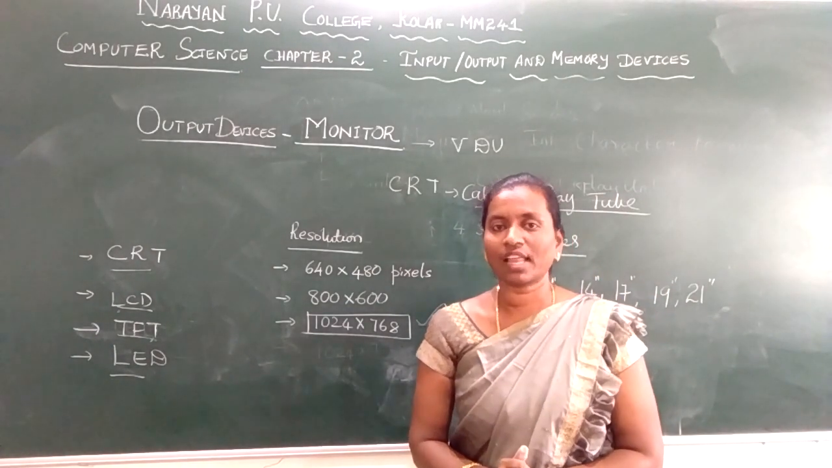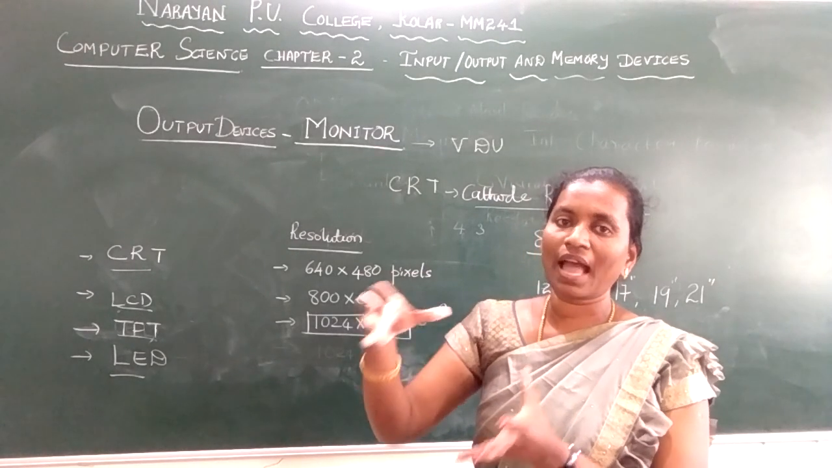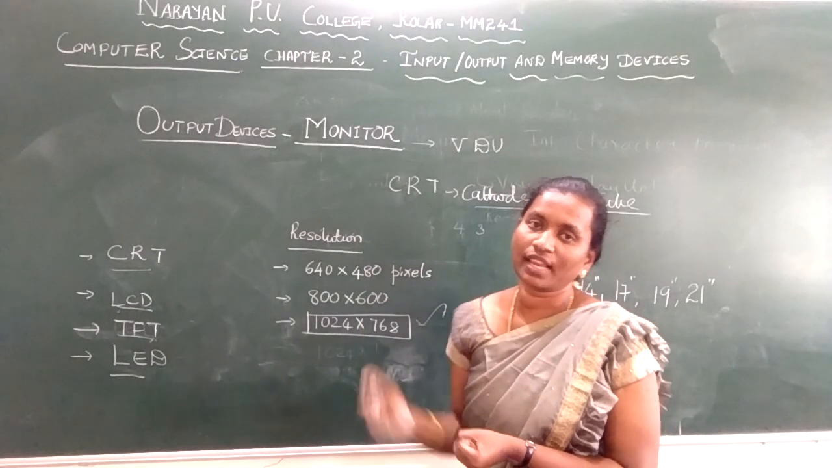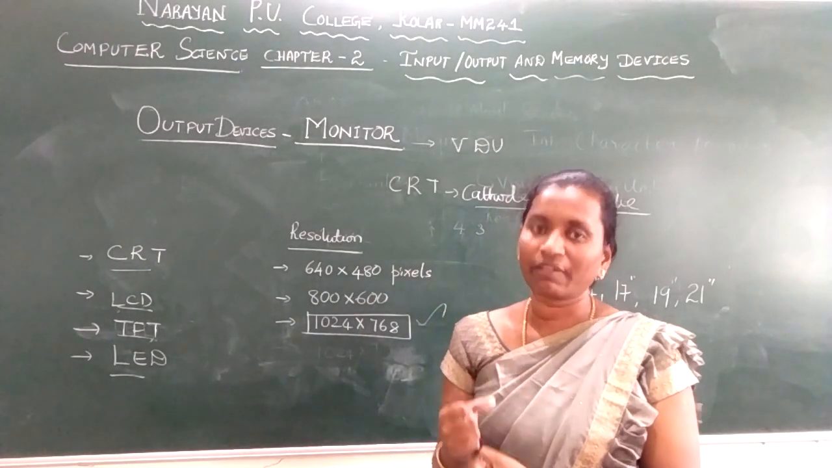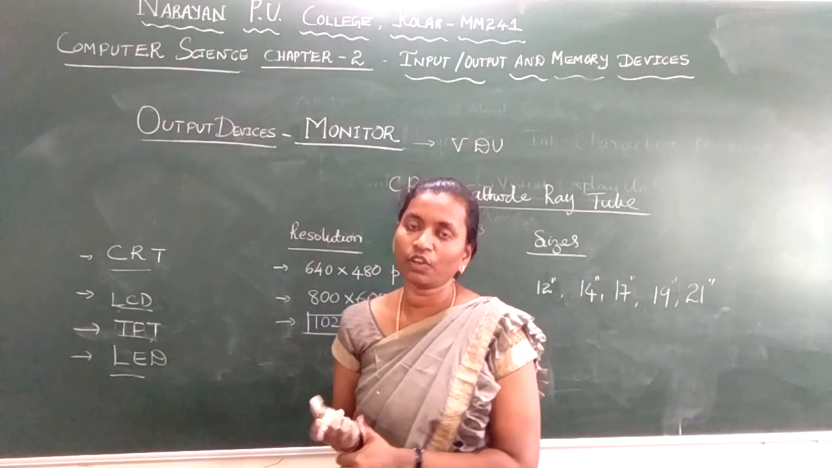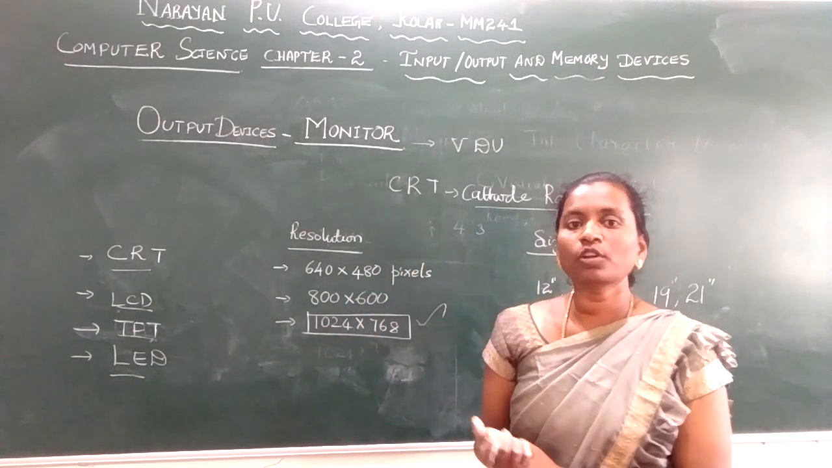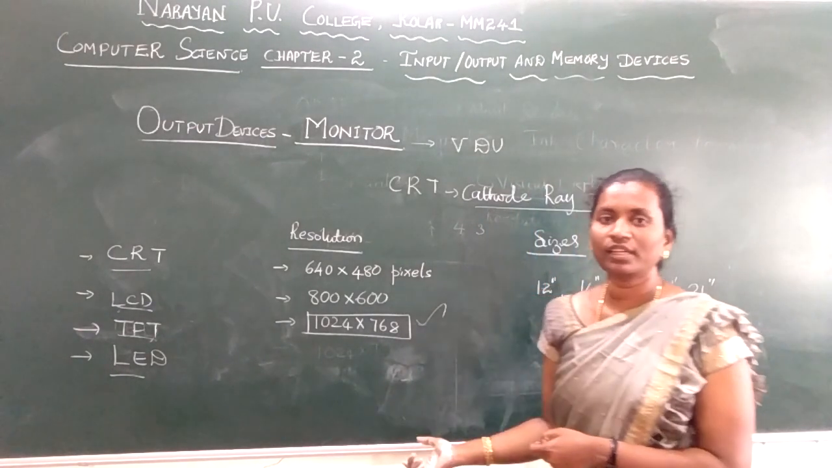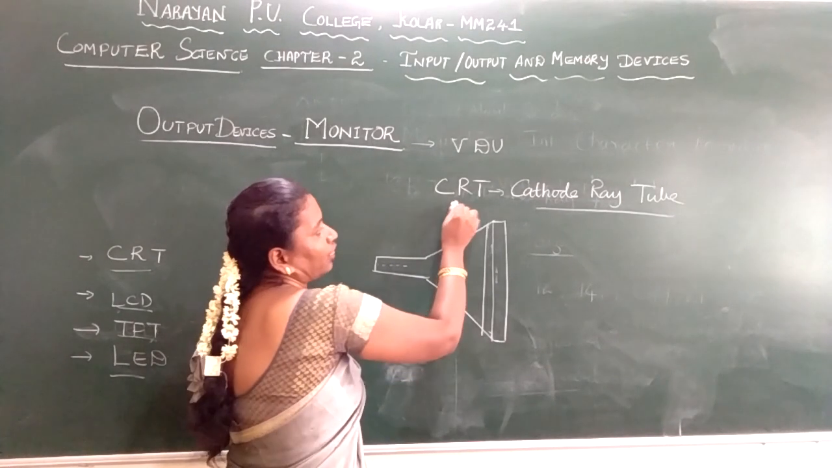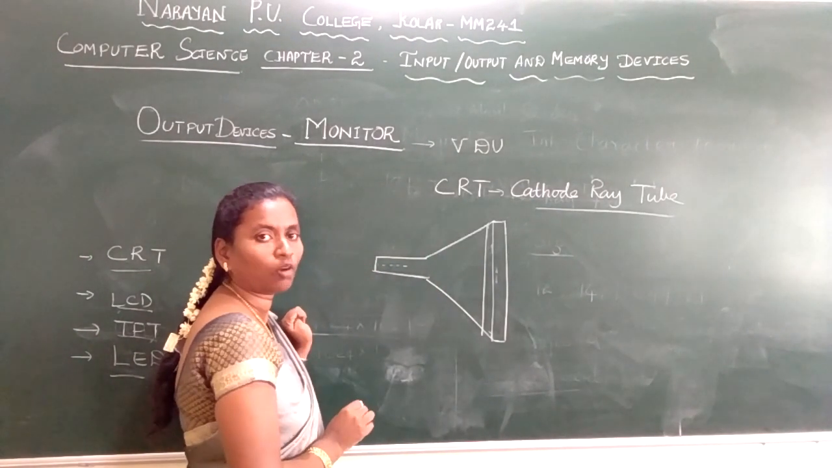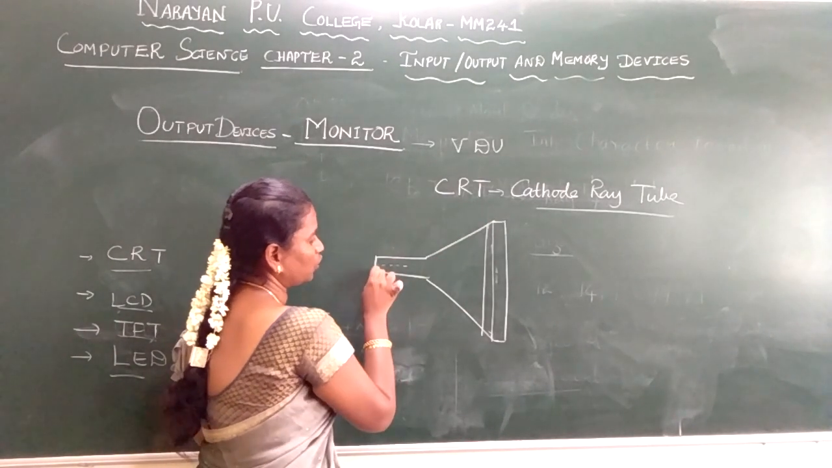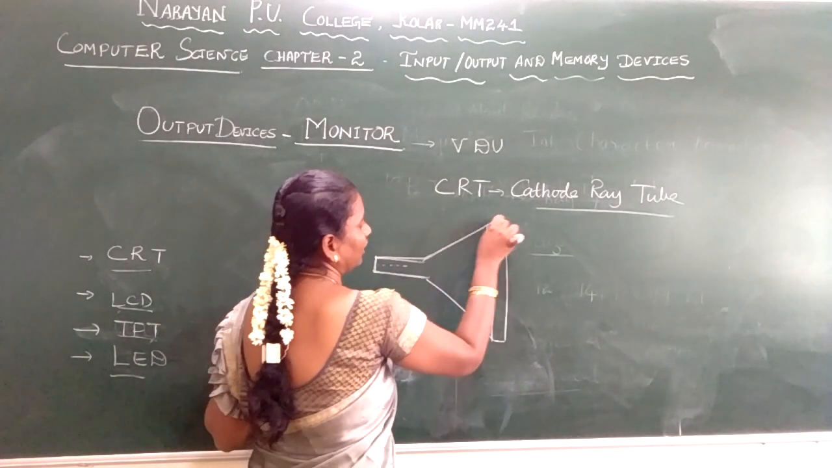In the olden days we had a television, and we have seen that the back is heavy. In those CRT monitors and olden days televisions, the back side will be heavy. That is because this cathode ray tube, this CRT, is present inside your television. I'll tell you about the working of the CRT monitor. When you see the CRT monitor, the backside will be like this.